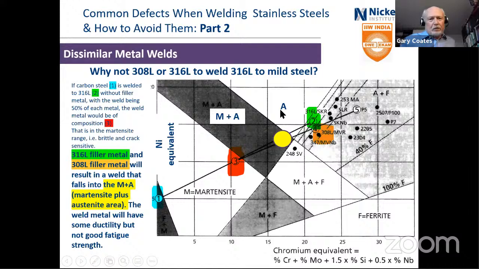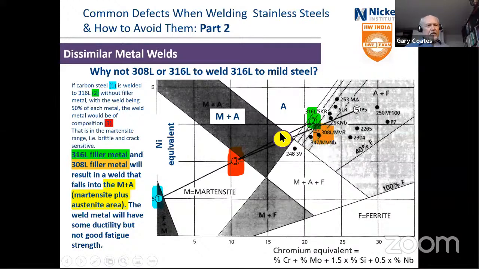Okay, so why not weld 308L or 316L to weld that 316L to mild steel? Well, again, you draw it on the chart, and we can see green here was 316L filler metal, 308L filler metal is here. You draw your line. You're going to end up in the austenitic with martensite present here. So you're near the austenite line. So you have an austenitic weld that has some martensite there.